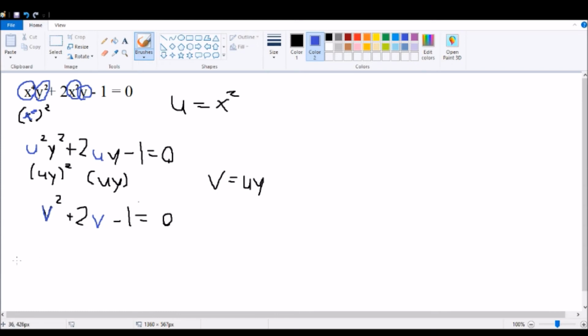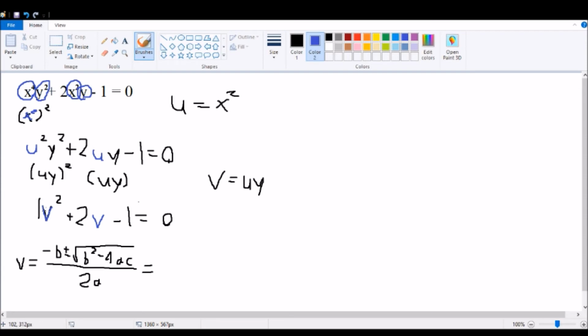So, we're going to get v is equal to, let's see if we can remember this, negative b plus or minus the square root of b squared minus 4ac all over 2a. Alright, perfect. Now we just need to substitute the values in.